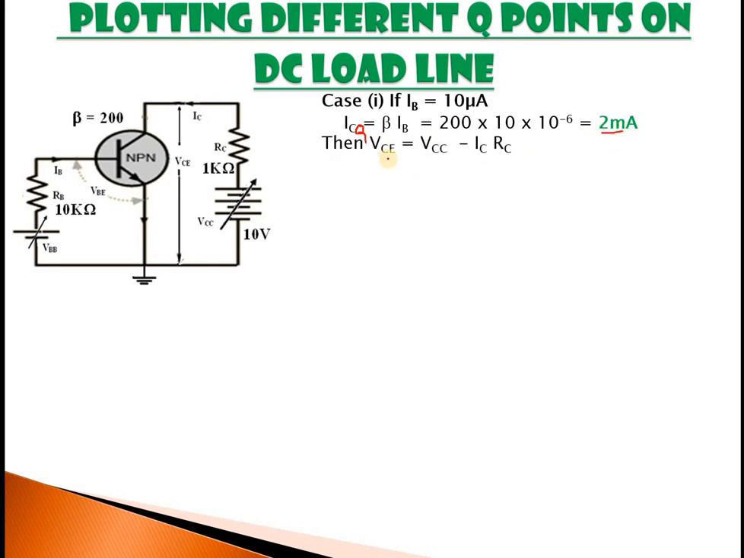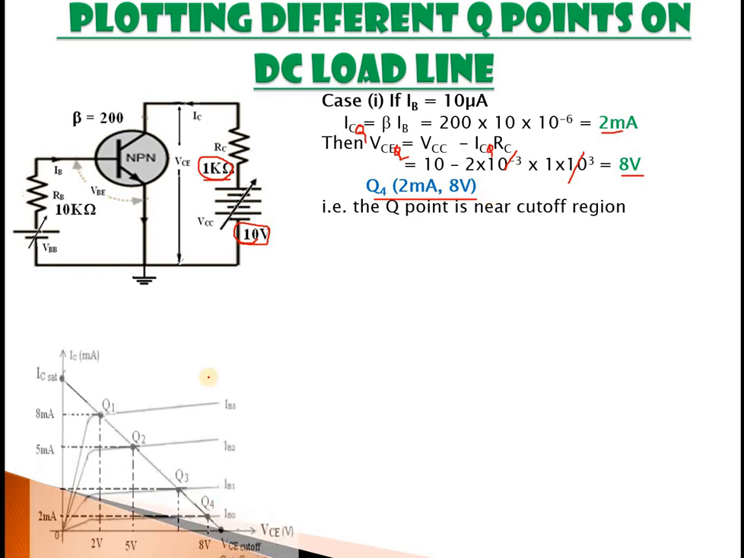Further, VCE is equal to this, or I can write it as VCEQ is equal to this. I'll get it as 10, because this is 10 volt, minus ICQ, I got it as 2 milli, RC, it is 1 kilo ohm. If I substitute, milli and kilo cancel, 2 into 1 is 2, 10 minus 2 is 8 volt. That means I'll get the Q point as 2 milliamps and 8 volt. Let us see this plotting in the graph.